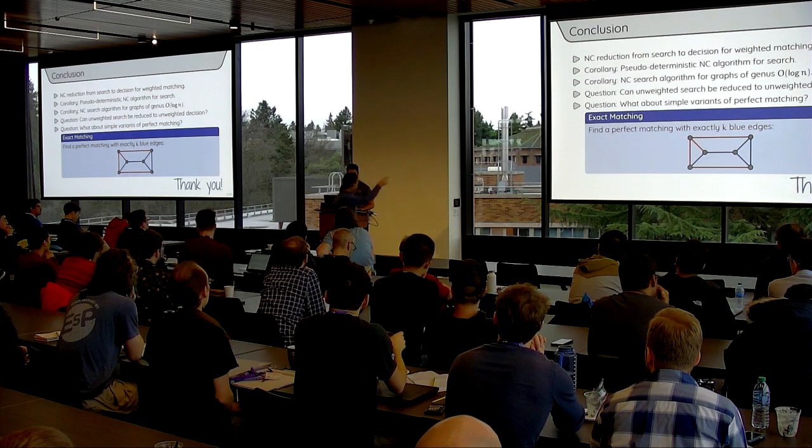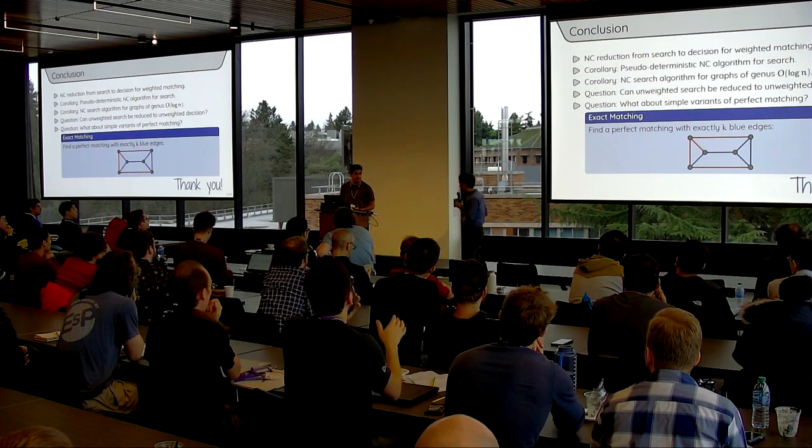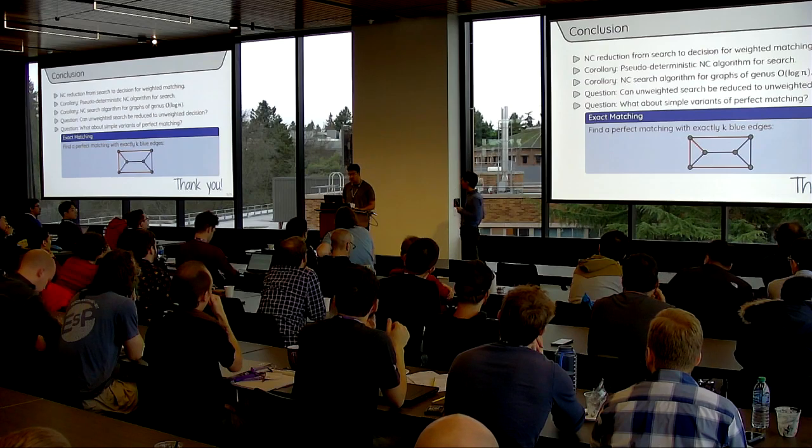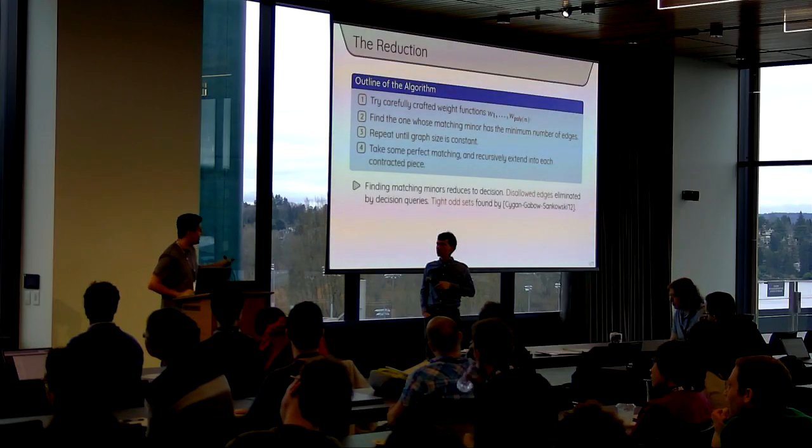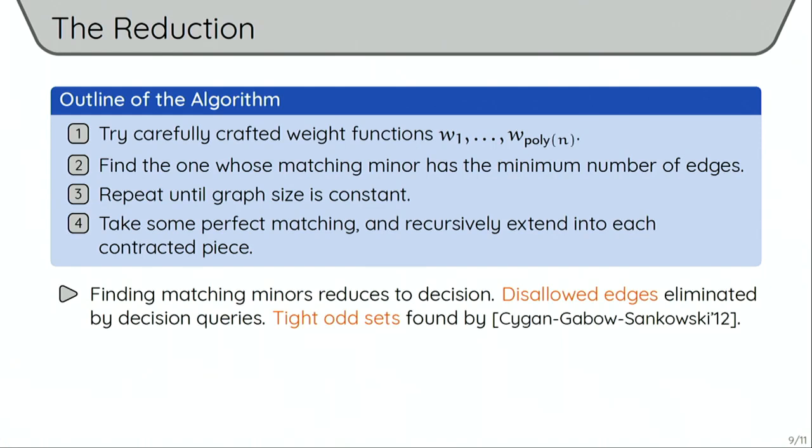Question: Can you say something about why this is so much harder? The heart of it goes back to this result, which I only mentioned in passing: finding these tight odd sets, the algorithm by Sankowski and others. That's a very non-trivial piece of this whole algorithm, and if you can make that work for unweighted graphs, the rest of it will go through for the unweighted case as well. But I don't think I have enough time to go through the details of this algorithm.